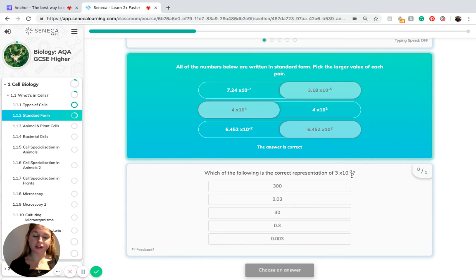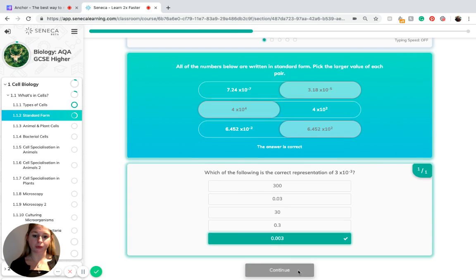So if we were to convert 3 times 10 to the minus 3 from standard form into a normal number, it's to the power of a minus number. So we're looking to move the decimal place to the left by 3 places. 3 by 1 place would become 0.3, by 2 places 0.03, and by 3 places 0.003.